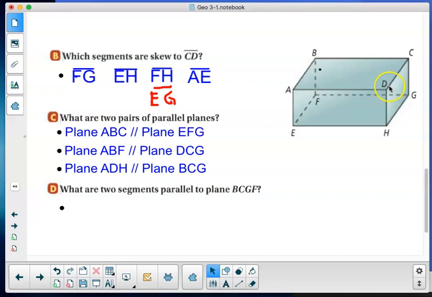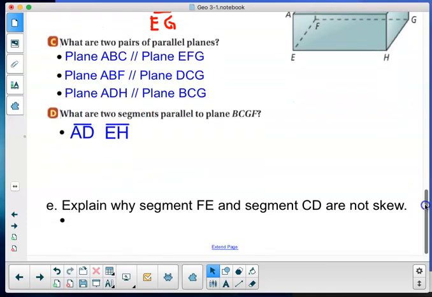So segment AD is parallel, segment DH is parallel, segment HE is parallel, segment EA is parallel, segment AH is parallel, and segment DE is parallel. But I didn't name all of those. I just got a couple of them. They just asked for two. I hope that helped with skew lines, parallel planes, parallel lines.